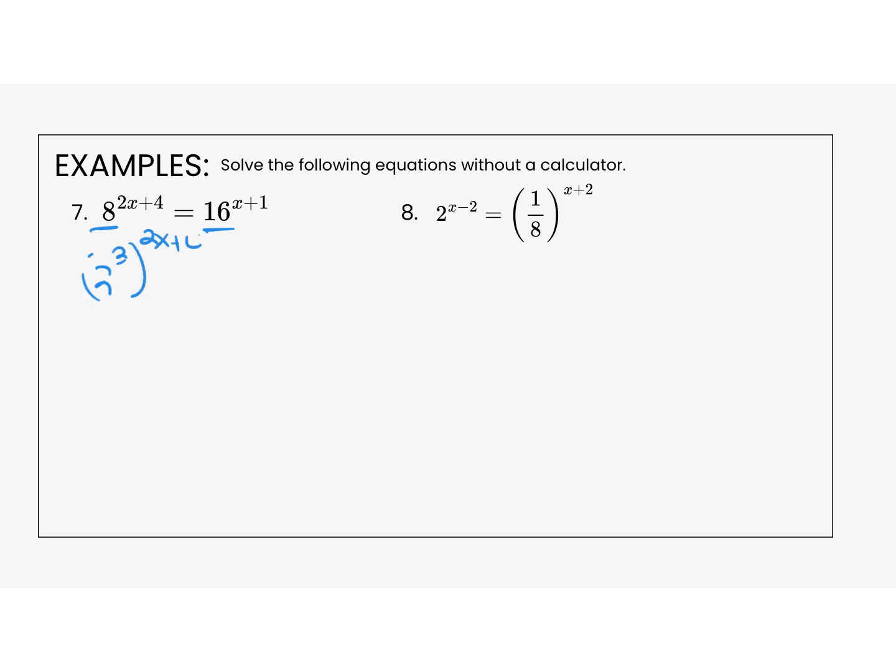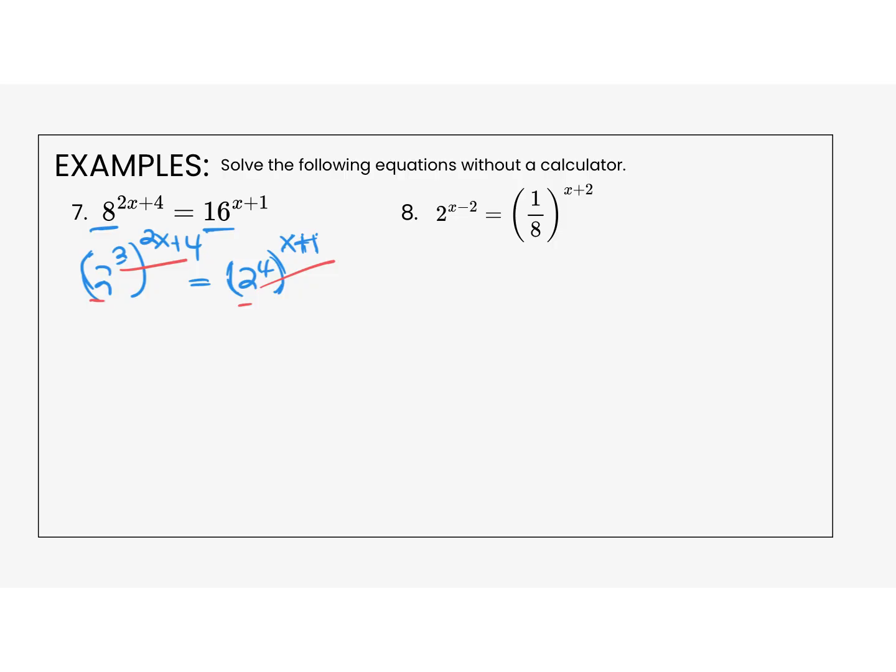to the 2x plus 4. And 16 can also be written as a power of 2. That is 2 to the fourth power, to the x plus 1. So sometimes we are going to have to rewrite both terms so that they have the same base, so then we can set our exponents equal to each other.